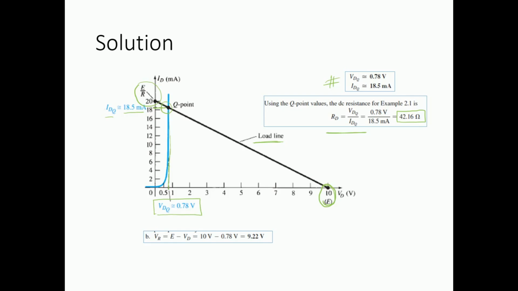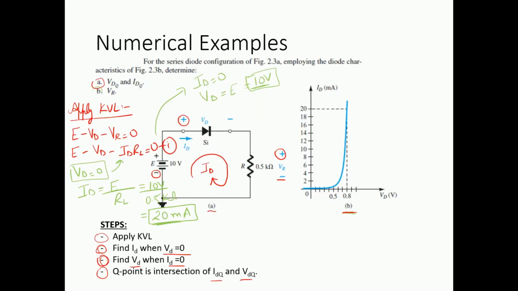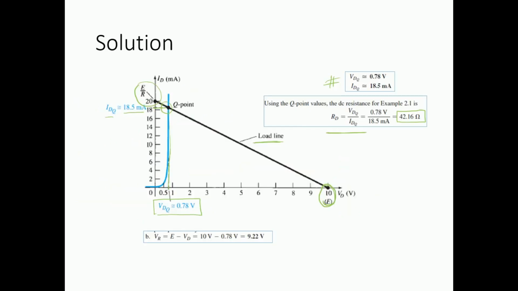In the final or the second part of the problem, we were asked to find the voltage across this resistor. In order to find the voltage drop, we previously saw that if we apply the KVL, it is going to be just the difference of the voltage source and the voltage appearing across the silicon diode. So it is going to be VR equals E minus VD.